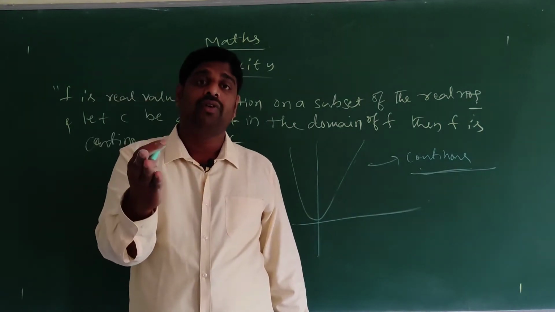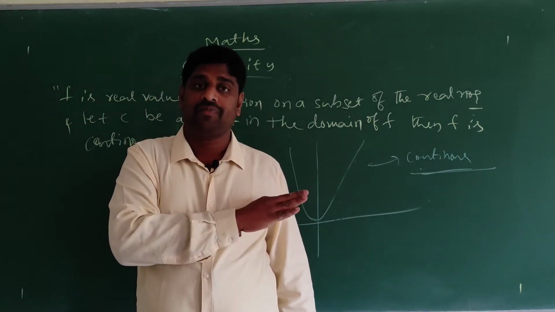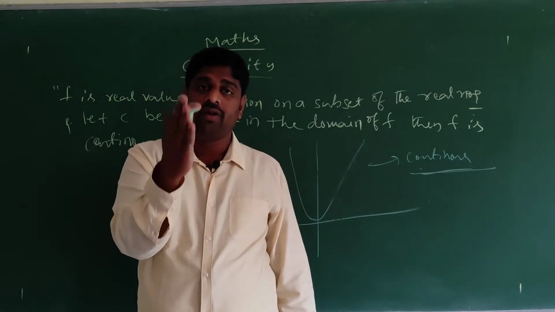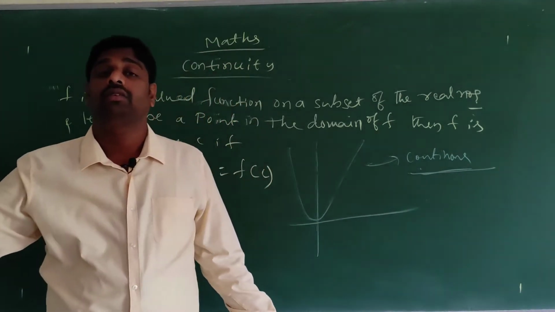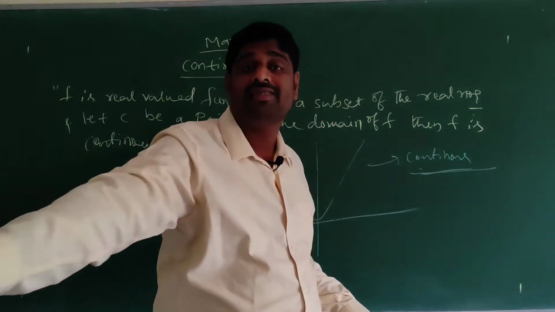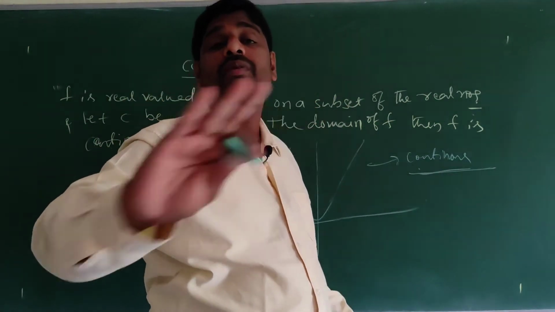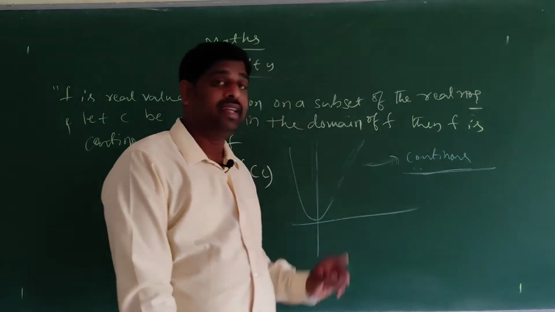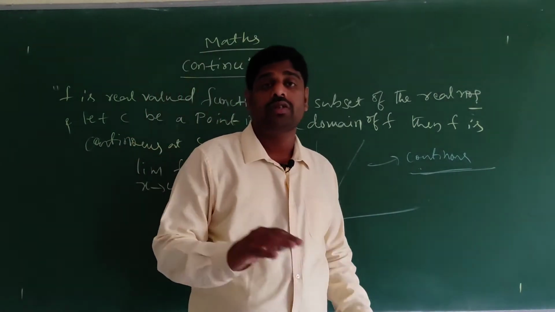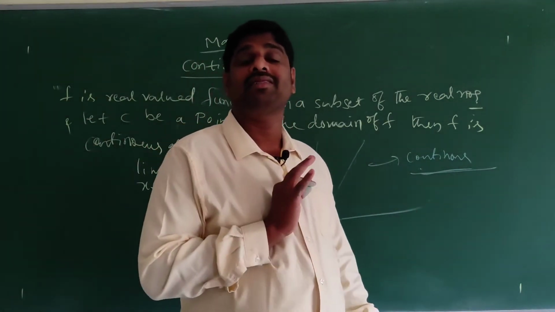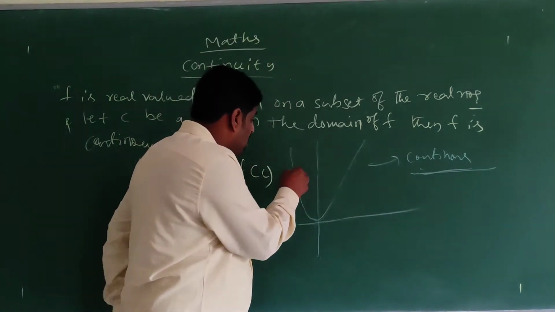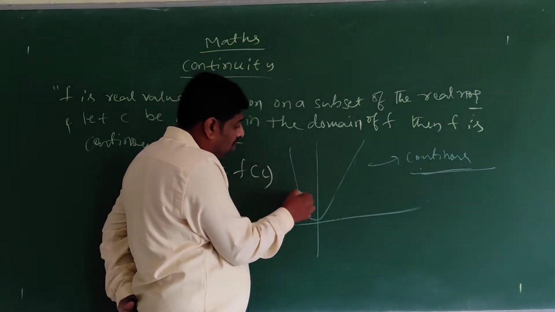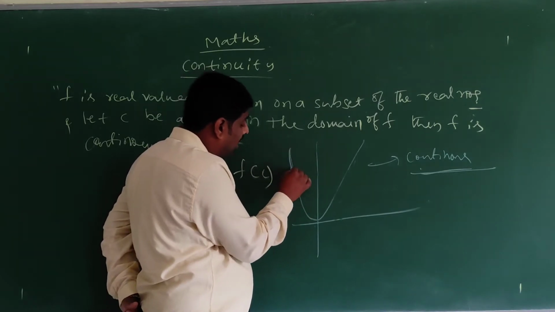For example, you are traveling from Bangalore to Hyderabad. There is no break for the bus. That is called continuous. Suppose there is a break for the bus. That is called discontinuous. We can draw the graph without lifting a pen or pencil.